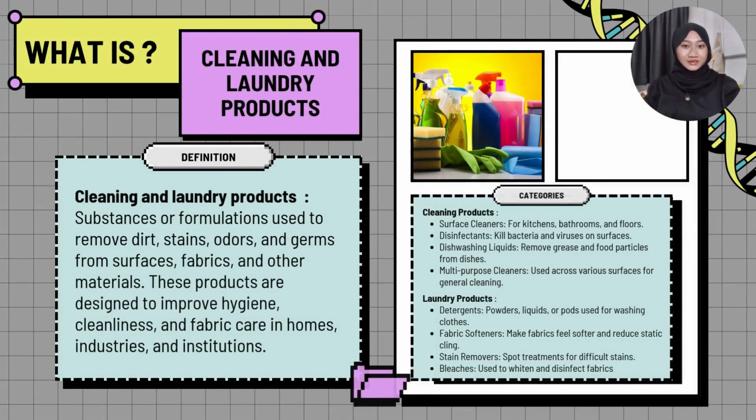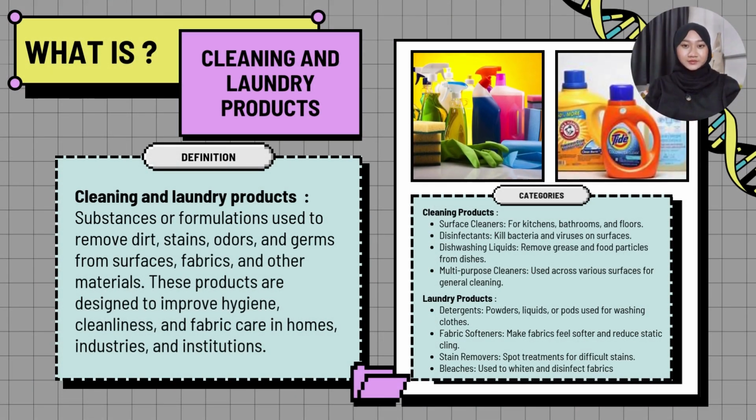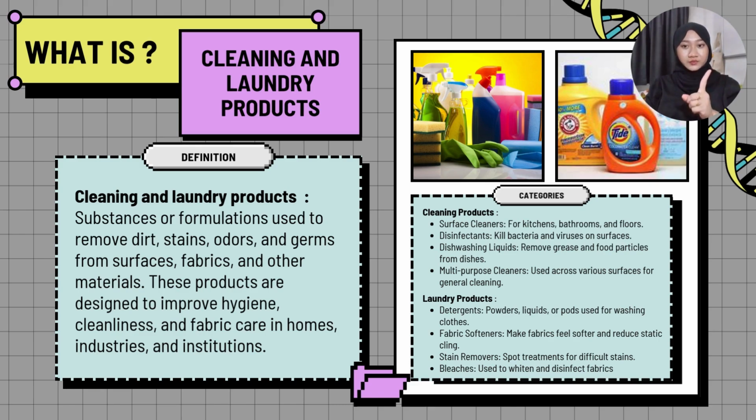Let's begin with a simple understanding of cleaning and laundry products. These are substances designed to remove dirt, stains, odors, and germs from surfaces and fabric. They're essential for maintaining hygiene and cleanliness in homes, workplaces, and industries. These products fall into two main categories: cleaning products and laundry products. Cleaning products include surface cleaners, disinfectants, dishwashing liquid, and multipurpose cleaners. Laundry products cover detergent in powder, liquid, or pod forms, as well as fabric softeners, stain removers, and bleaches.